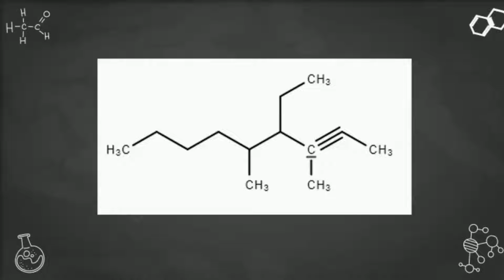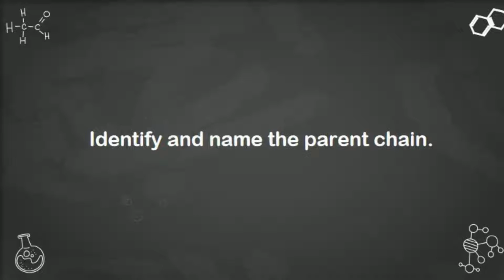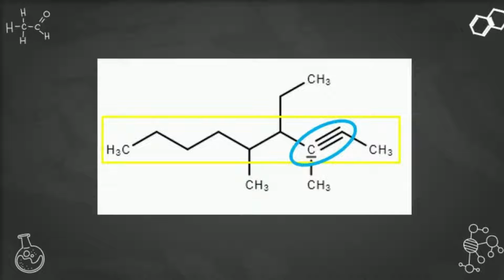Let us name this organic compound structure step by step. First, identify and name the parent chain. The parent chain is the longest continuous carbon chain. We need to also identify the number of bonds present in the parent chain. Let us now count the number of carbons in the continuous carbon chain.